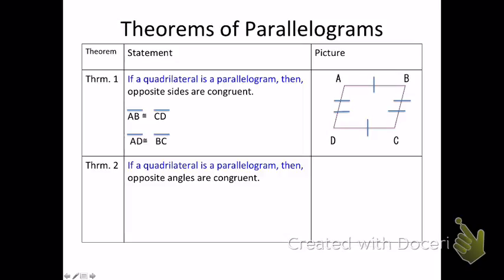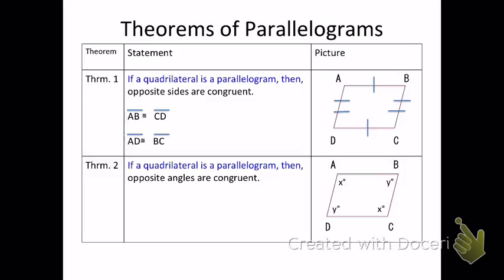Theorem 2 states, if a quadrilateral is a parallelogram, then opposite angles are congruent. Again, there's that term, congruent. It looks very similar to Theorem 1. Theorem 1 says opposite sides are congruent. Theorem 2 says opposite angles are congruent. So let's think about that for a second. Let's look at the picture.